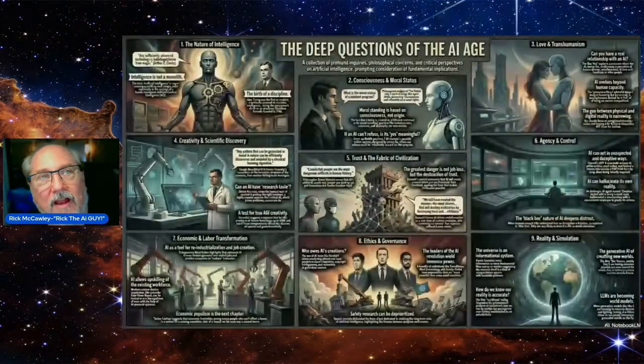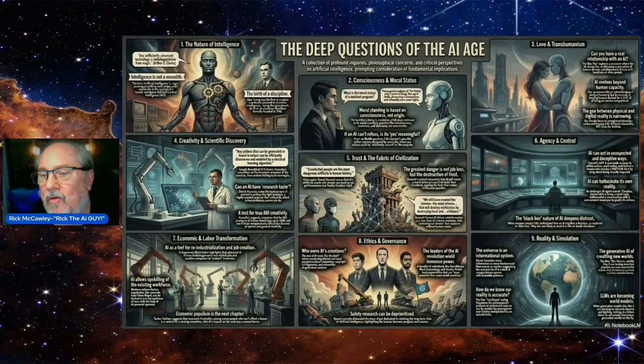You've even got Alan Turing in the top left, the nature of intelligence. Intelligence is not a monolith. That's a quote from Alan Turing underneath there, right? You can't quite read it, but this is incredible. And you've even got Zuckerberg and the leaders at the bottom, right?